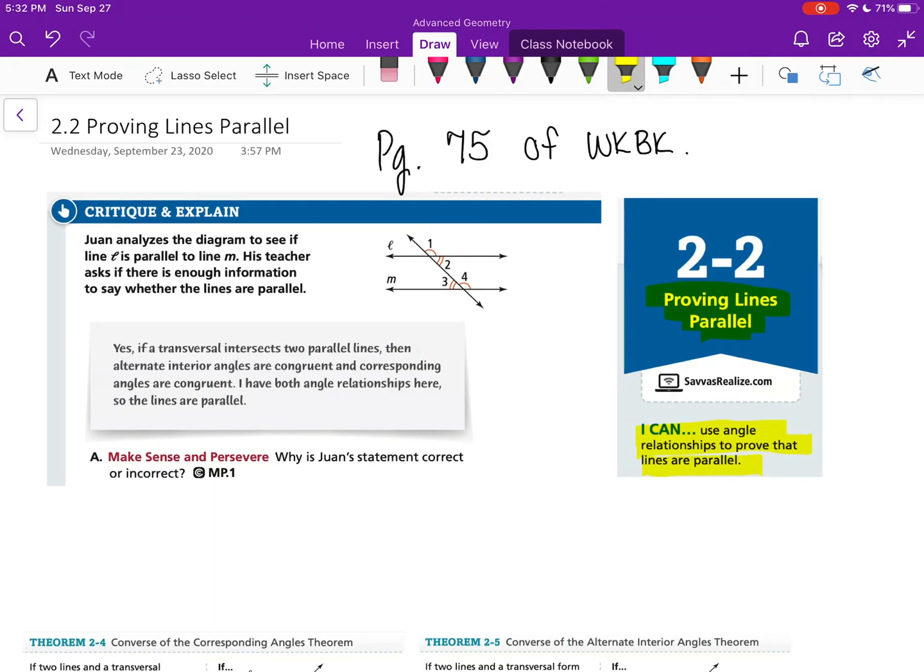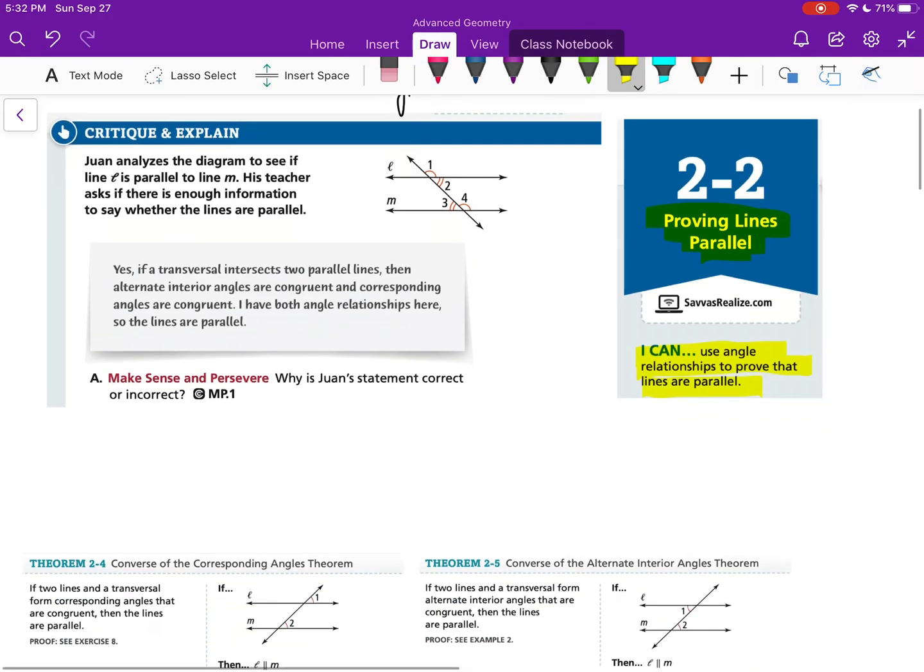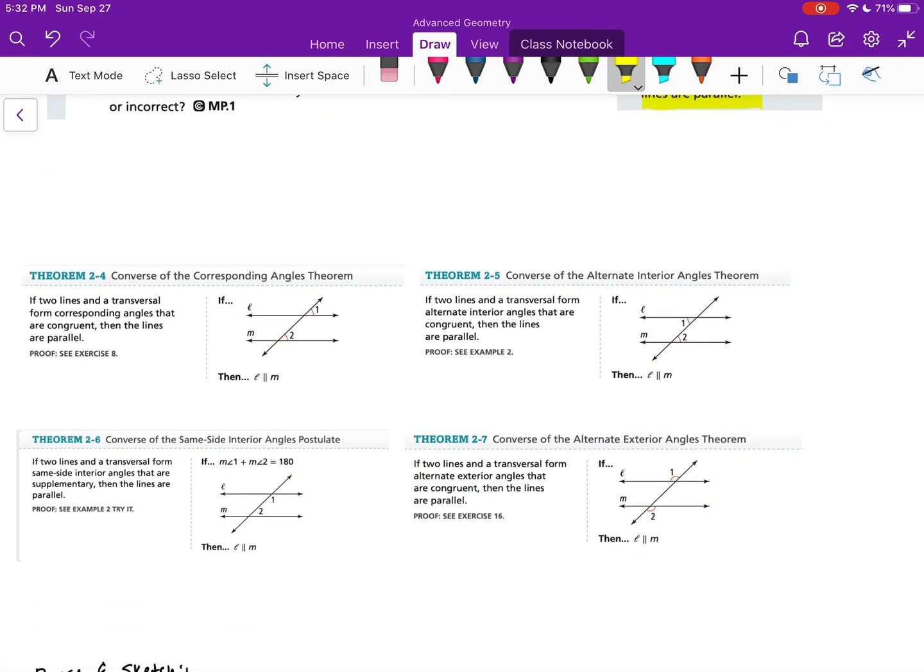So in this case, we won't actually know that they're parallel, and we're going to use what we can see about relationships to then prove that lines must be parallel. So pause and write down the four converses of the theorems and postulate that we learned. It's essentially the exact same thing, but stating now that if you know the angle relationship, then the lines must be parallel. Pause and jot those down.